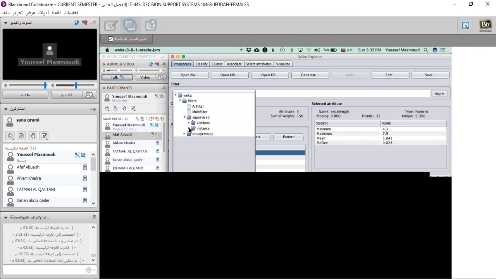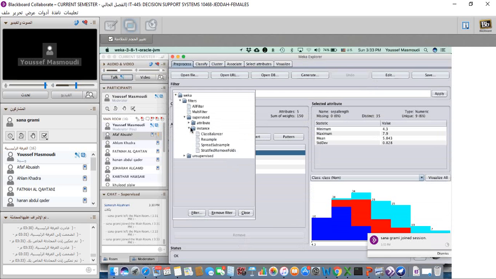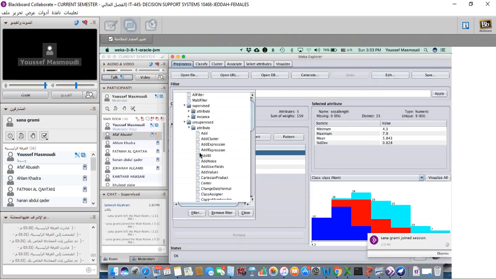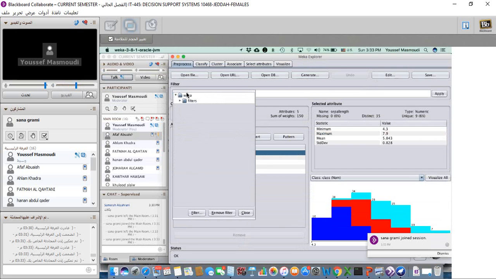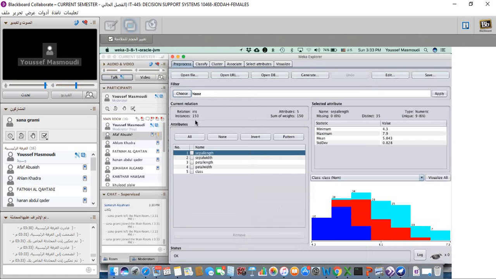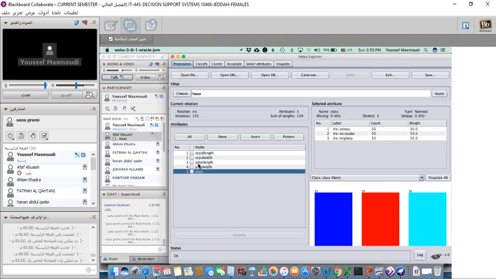Or you can filter the instances. Okay. For the supervisors, you can filter the attributes also. So there are several filters that you can use. Anyway, here if I click on each attribute I have, if I click on class, I will find here a graph illustrating this attribute.